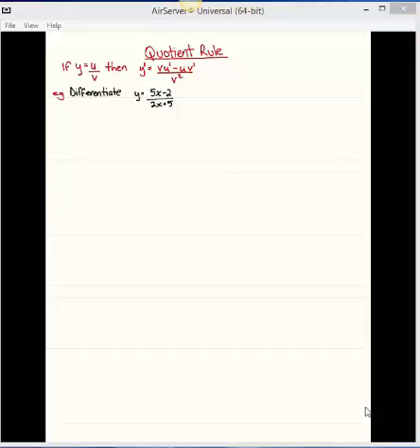So we call the function on the top, the numerator, u, and the denominator v. So what that means is that if we differentiate y, then the derivative is vu dash minus uv dash over v squared. Okay, so when you're setting this out, what you need to do is first make sure you've got your u and your v, right?